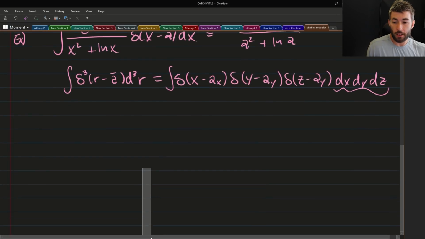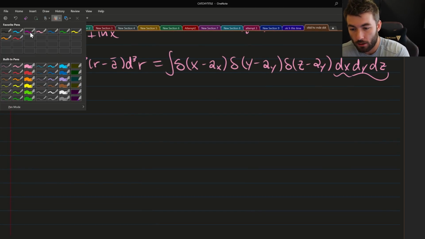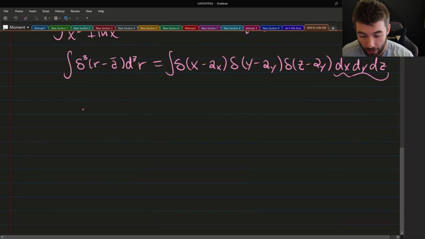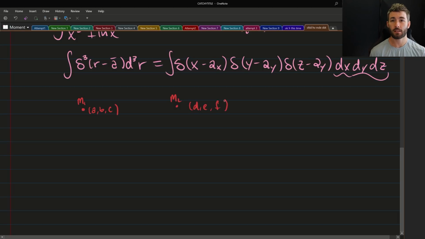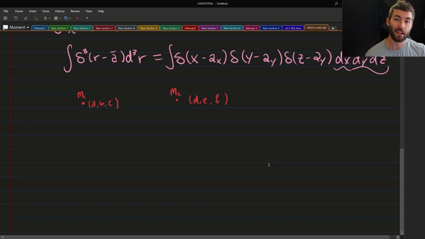Just to make things painfully clear though, let's go ahead and start with our original mass particle. Actually, let's do two masses, just so things are clear. We'll have M1 at some A, B, C, and we're going to have another mass, M2, located over at, I don't know, D, E, F. So if I wanted to describe this mass density, I'm just going to use superposition of different mass densities, the density of this plus the density here.